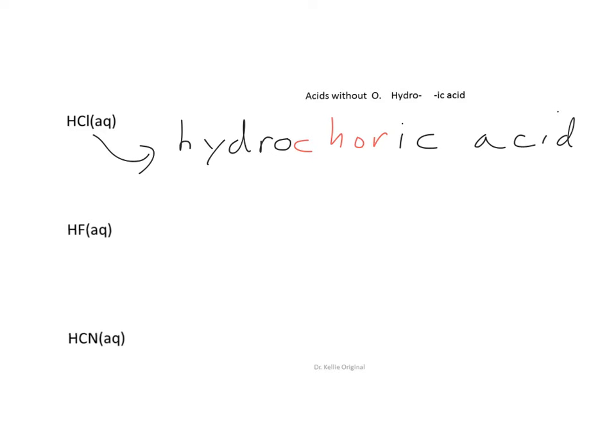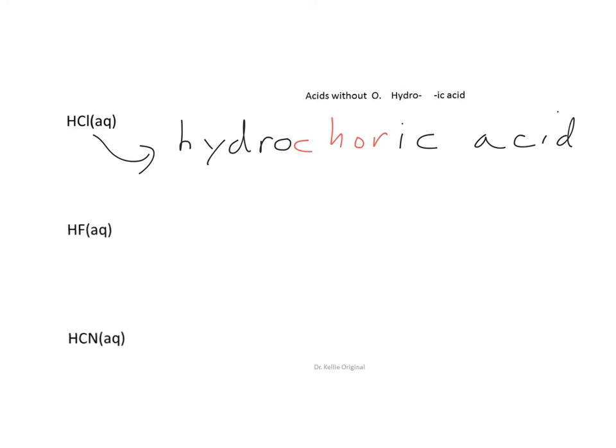All right, let's name acids without oxygen. Whenever we have acids without oxygen, we use the prefix hydro and the suffix ic acid. So we see hydrogen as our first element, so we have an acid. We don't have oxygen, so we use the prefix hydro, the root, and then the suffix ic acid. So that would be hydrochloric acid.